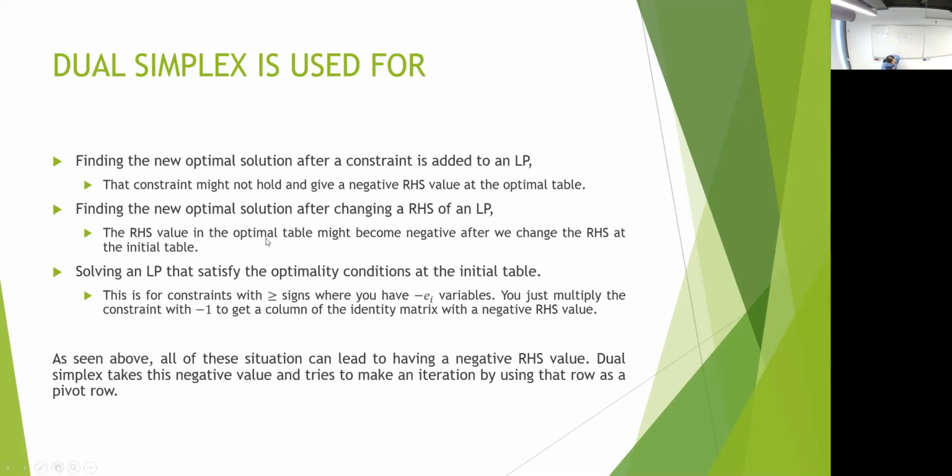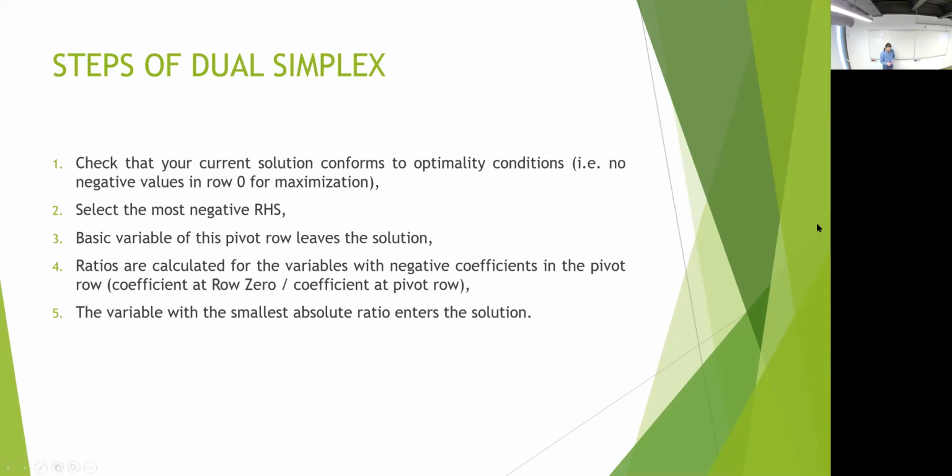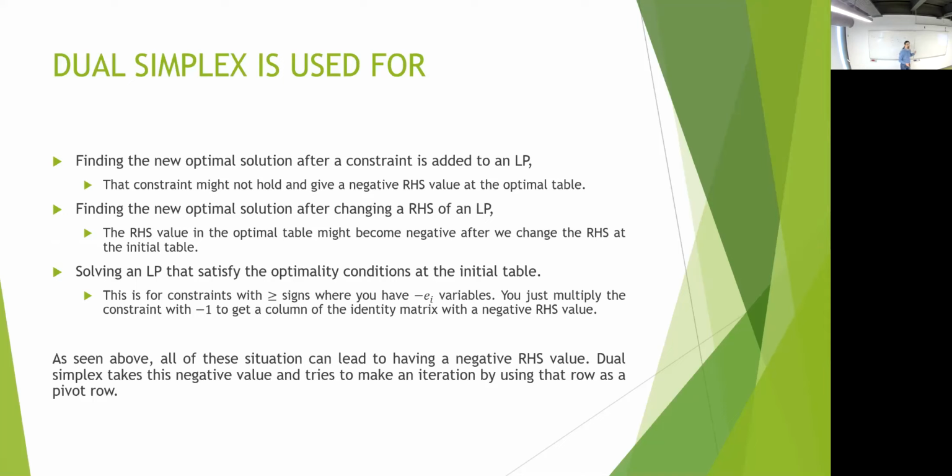Now, with that one, we have to once again change the right-hand side. If it's a negative right-hand side, we have to make an iteration on that negative value and change the optimal solution once again, okay? And then the third one is actually for minimization problems, let's say most of the time, but it's about dealing with the greater than signs in your constraints.